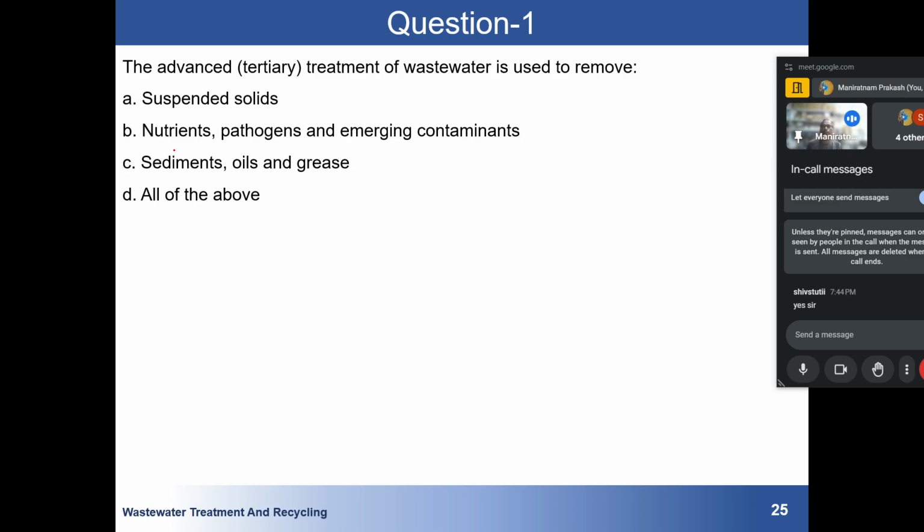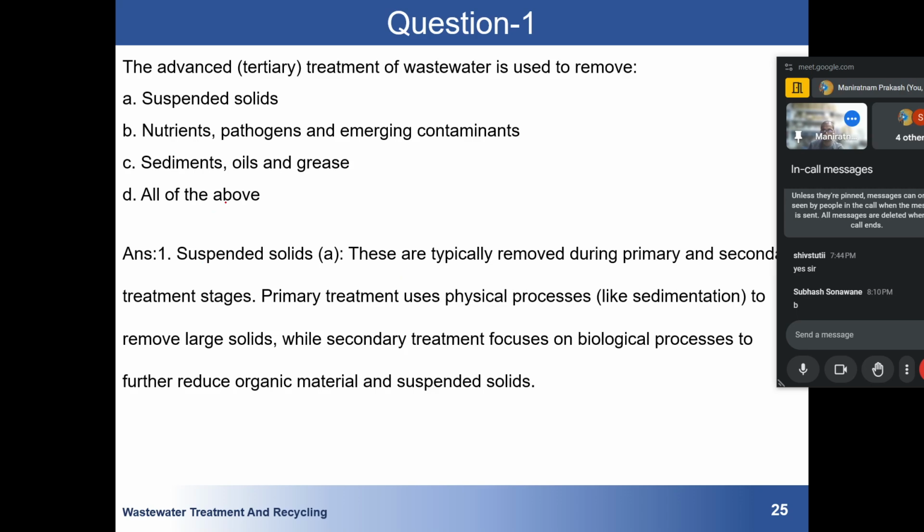If not, then try to answer this question. The advanced, or tertiary, treatment of water is used to remove? One answer we have received, B. I request others also to participate. There are four participants, so just try to answer it. The advanced or tertiary treatment of wastewater is used to remove what? A option, B option, C option.